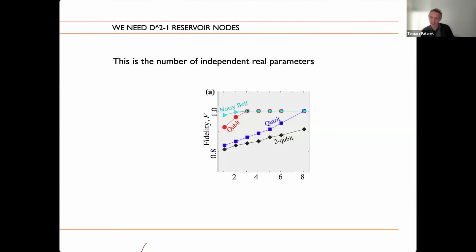So the fidelity reaches essentially 1 for 3 nodes. Then for a qutrit, you need to have 8. And for 2 qubits, you need to have 15. And this is where we really run out of computational power. But it kind of scales properly, right? It would cut off somewhere there.